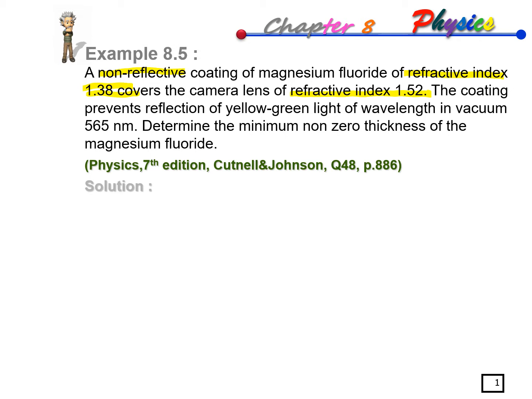The important thing is the wavelength. The wavelength is given as 565 nanometers, and they want you to determine the minimum non-zero thickness of the magnesium fluoride. So that is the information given.